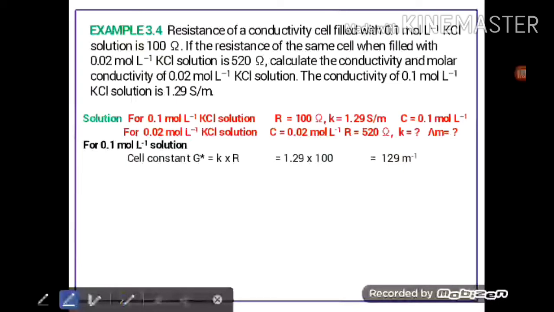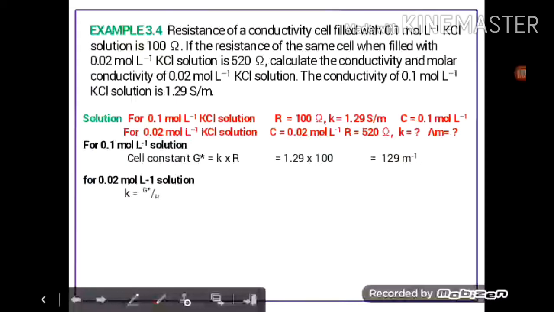So when we have calculated the cell constant, now we will use the second solution. For the 0.02 mole per liter solution, again we will write the formula: cell constant G star is equal to kappa into R. So kappa is equal to cell constant by R. The value of cell constant is 129 divided by the value of R, which is 520. So this will be 0.248 Siemens meter inverse.